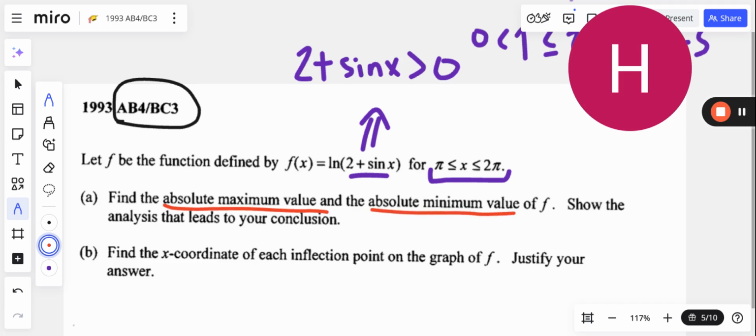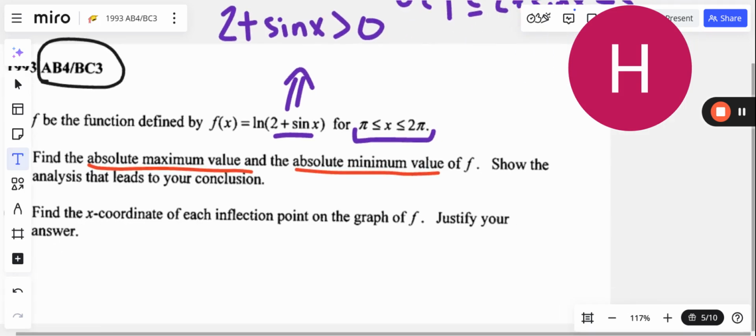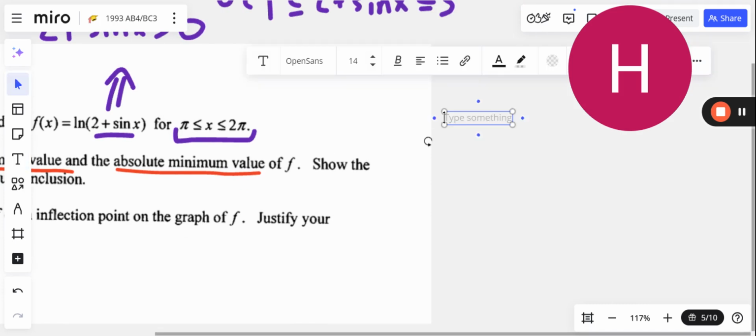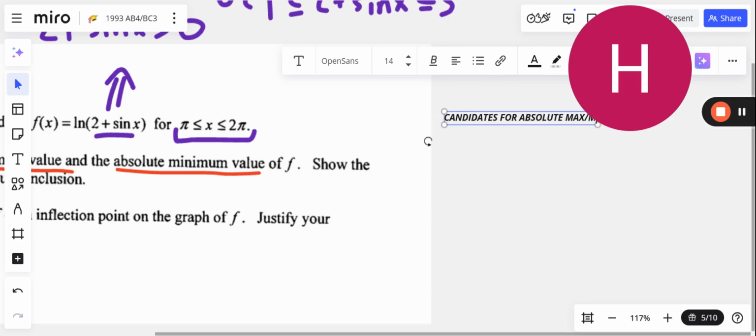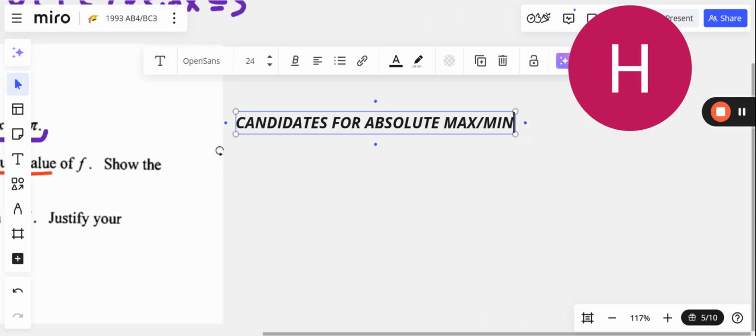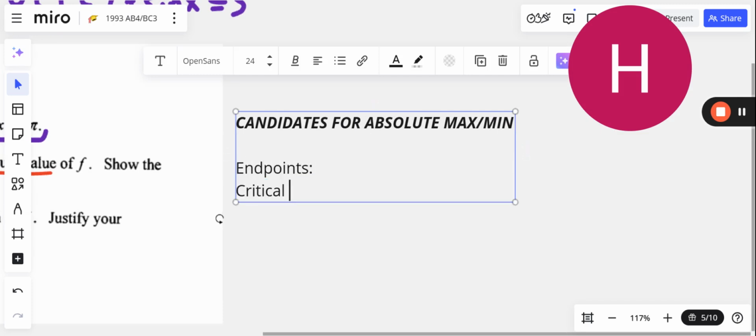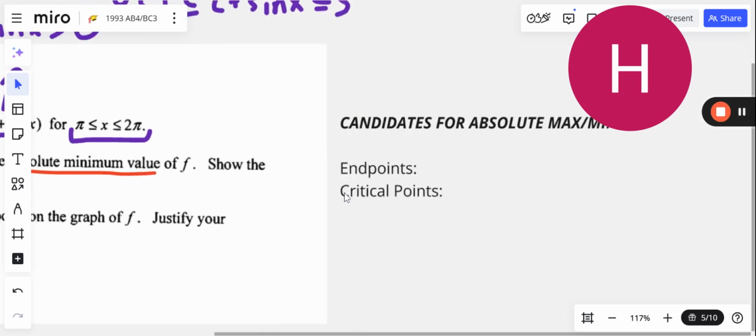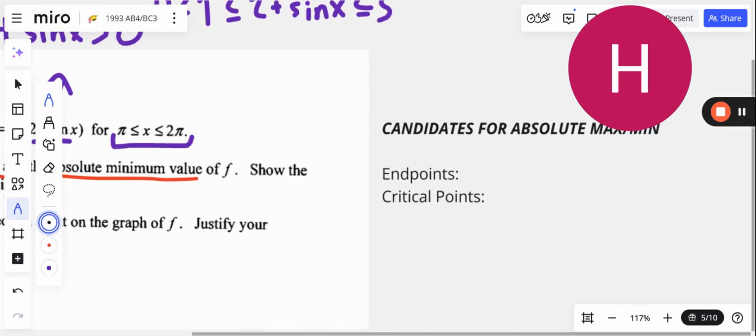Now we are given an interval, which is going to play into the idea of the absolute maximum and the absolute minimum. Recall that in order to figure out the absolute max or min on an interval, we use what some people will deem the candidates test. The only possible candidates that we need to consider are endpoints and critical points. Critical points are where the derivative is equal to 0 or undefined. Endpoints are just the endpoints of the interval that they gave you, so from pi to 2 pi.